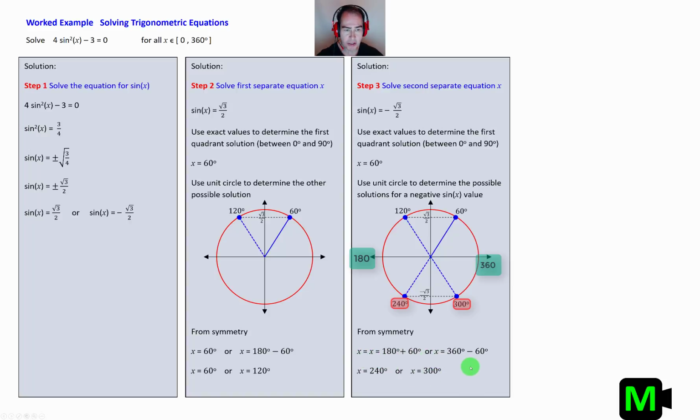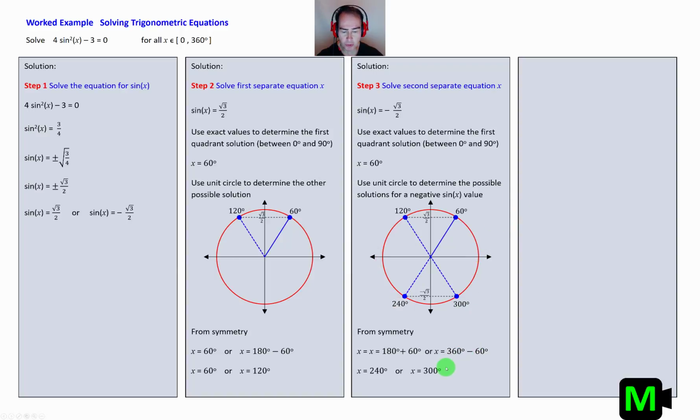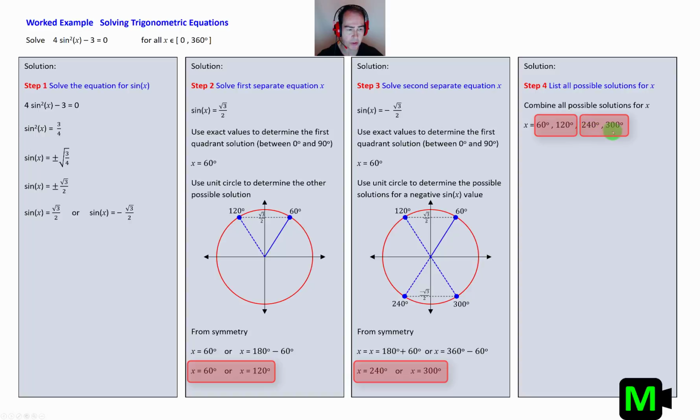Now that's not quite finished, since now we have two solutions for each of the two equations that we started with. We must list them all. So list all the possible solutions for x, combining the solutions for x from the previous two steps. We have 60, 120, 240 or 300 degrees.